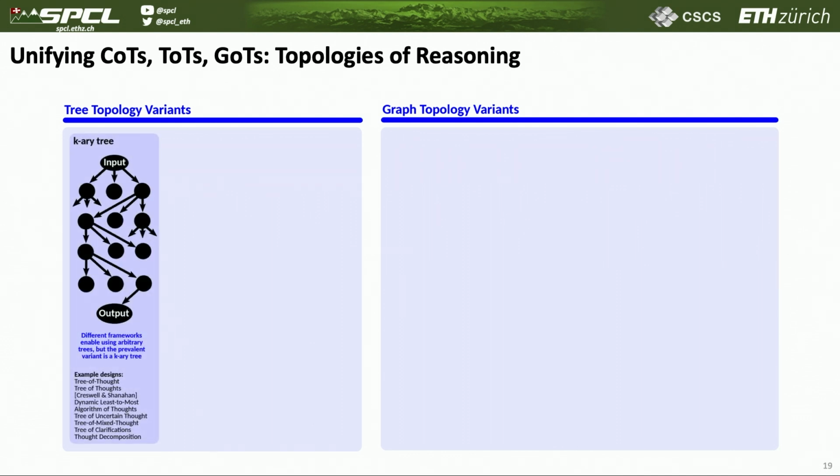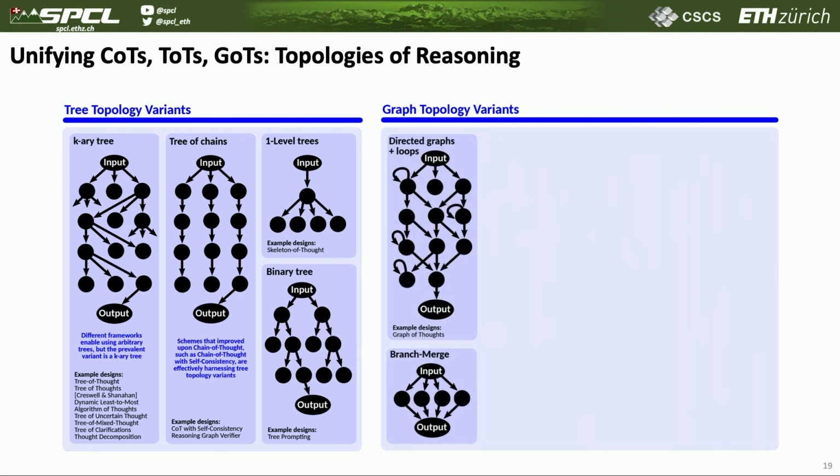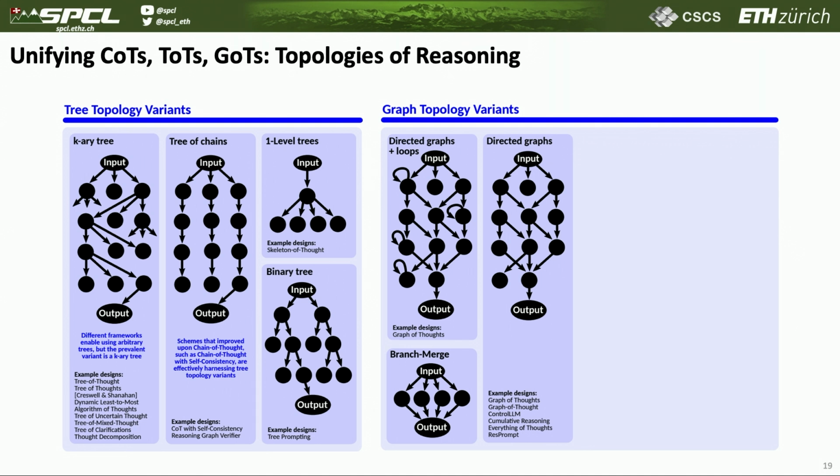So for example, we studied a lot of different topology variants because there were introduced in the meantime a lot of different schemes that were trying to use different types of structures for different types of reasoning. So this included things like k-array trees, tree of chains, some schemes were doing something as simple as a one-level tree, so it's again something much simpler but also more cost-effective. The question again is, how does it compare to other schemes? There are also binary trees of reasoning, and then different types of graph topologies. So we have, for example, arbitrarily directed graphs, simple graphs such as branch and merge, again something even simpler than an arbitrary graph, but potentially more cost-effective.